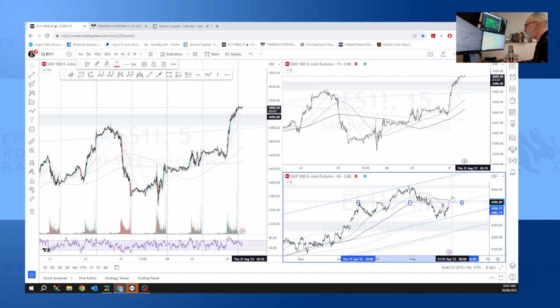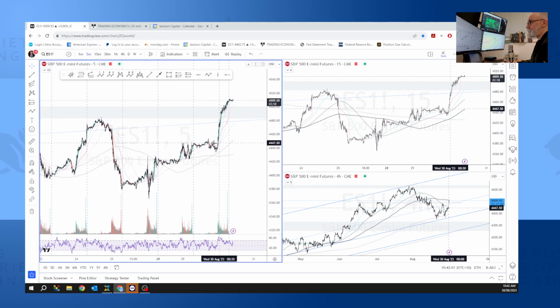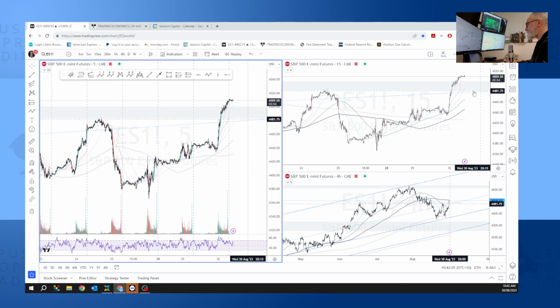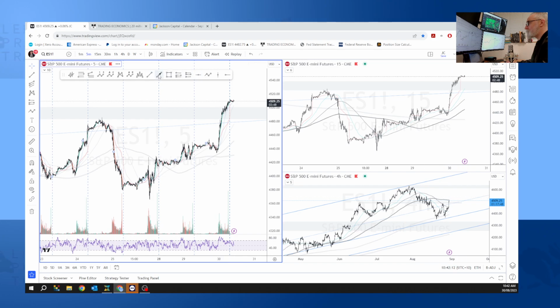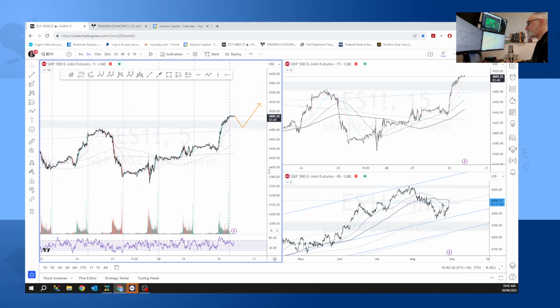So we may get this to come back down into here, into this level. That's what I'm thinking. So this is pretty bullish to the upside, but in saying that, we may get a rebound into there for a continuation back to the upside. So that's my analysis.